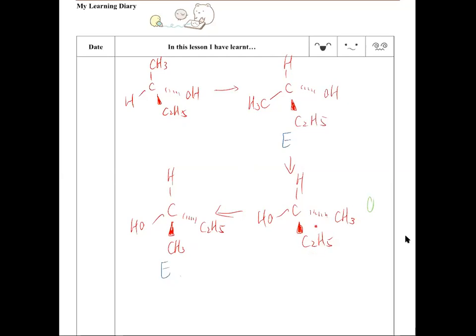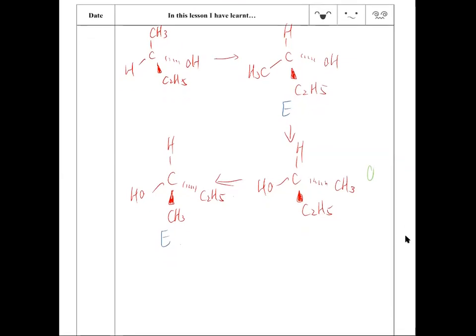Okay, so we need to do one more step. So we take the mirror image of this one, and then we get the enantiomer. So this is actually the enantiomer of the first molecule, of the original molecule. So we've gone through 3 steps. It's odd number steps, okay?